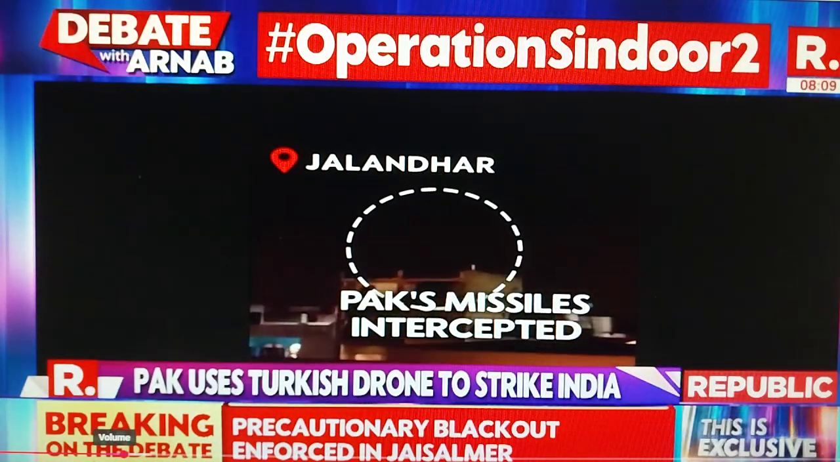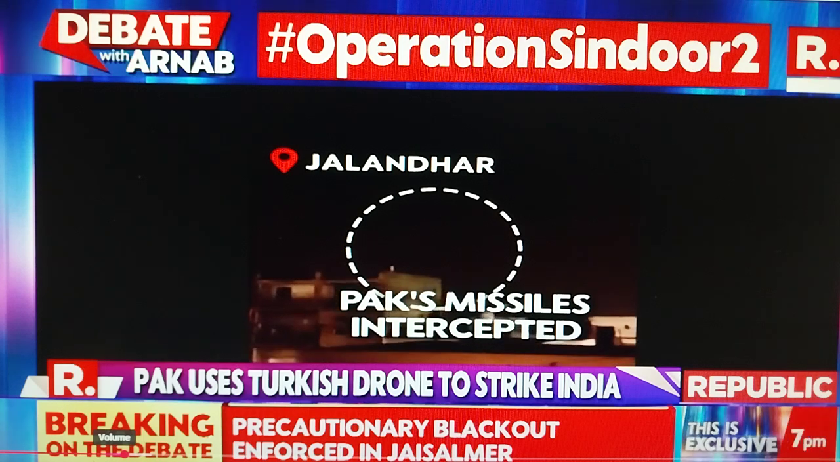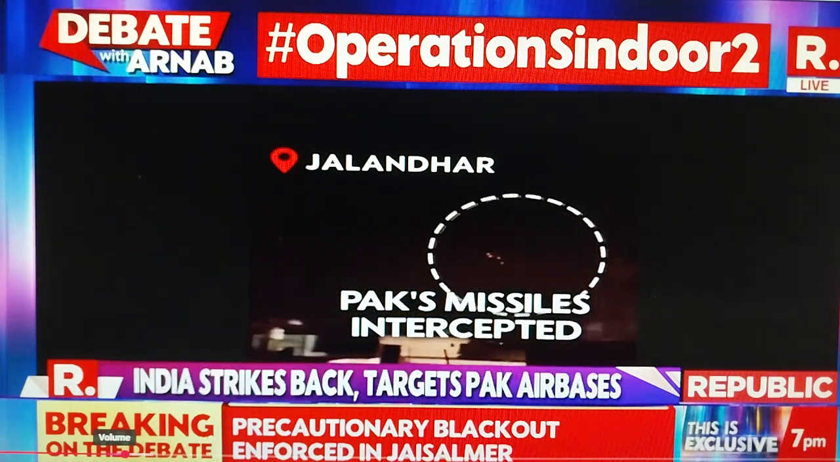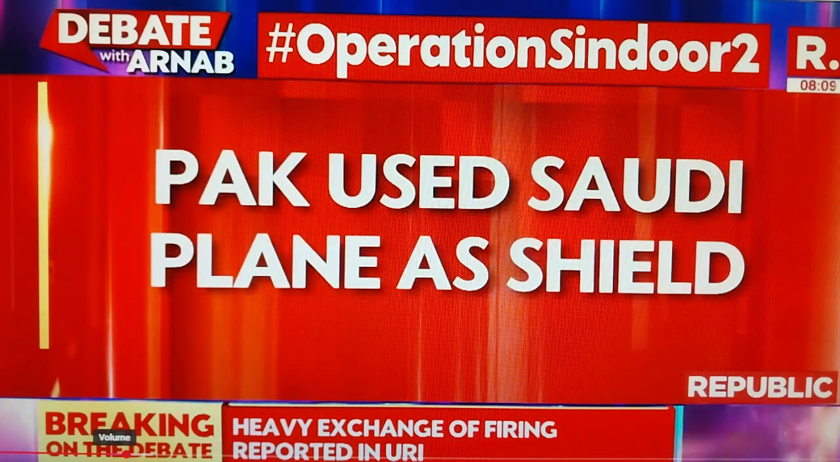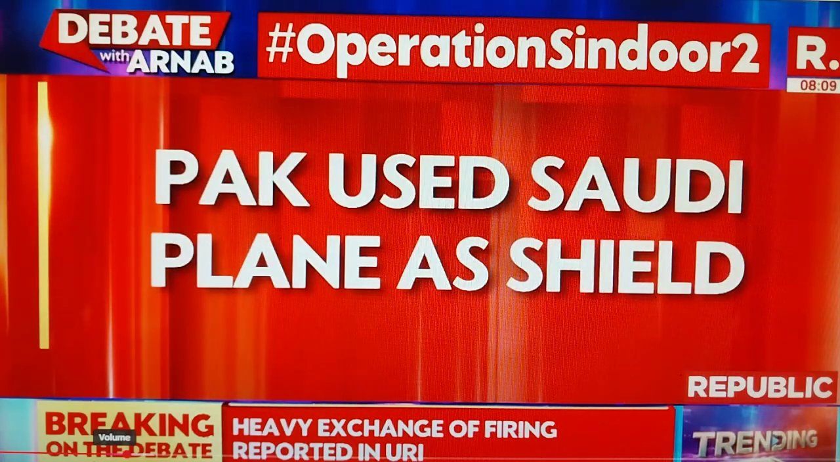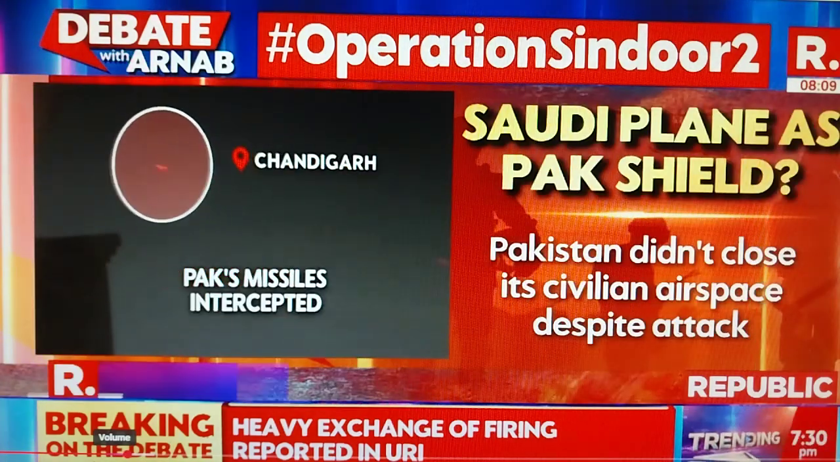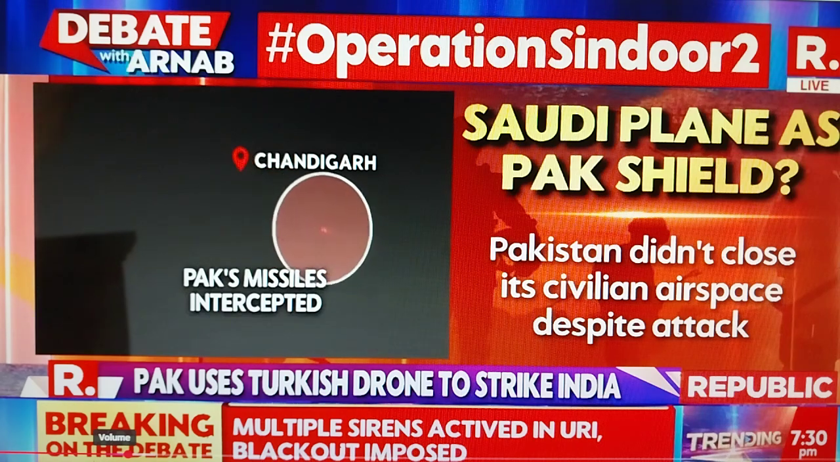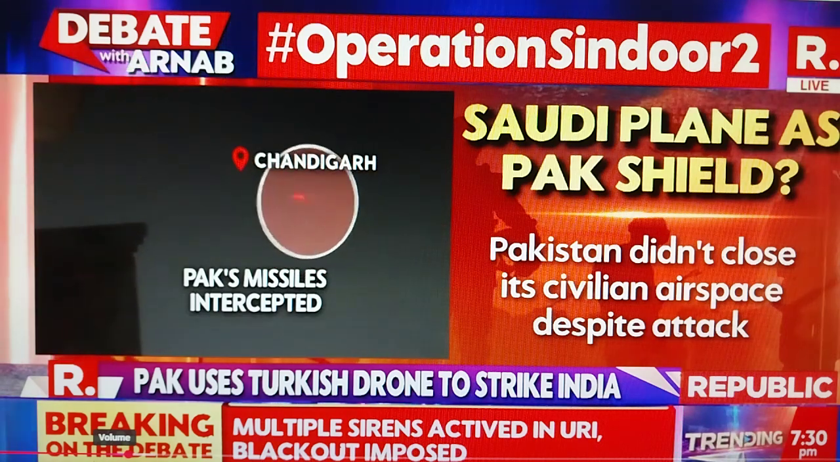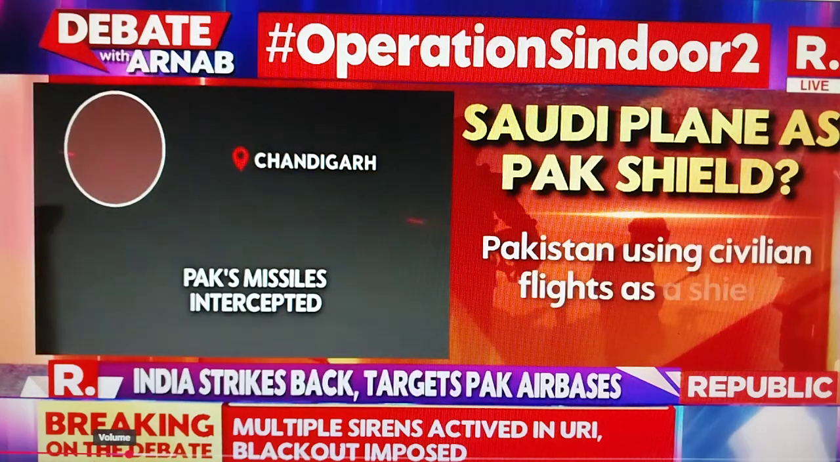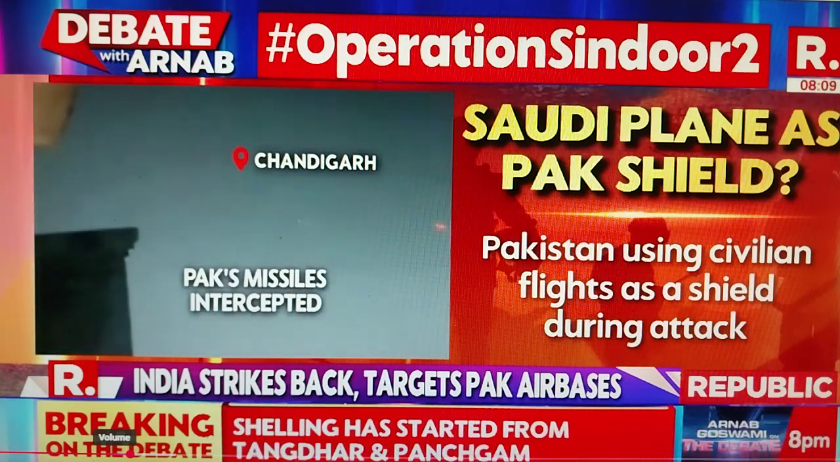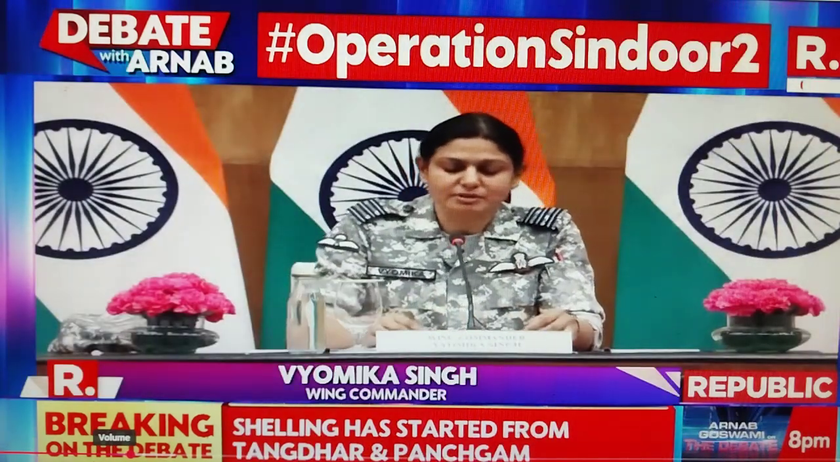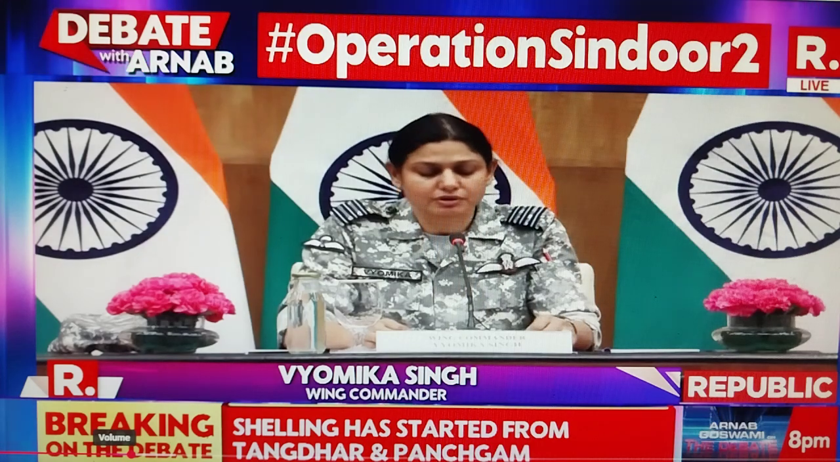As our air defense systems were activated, Pakistan attempted something that has shocked all civilized nations. Using this Airbus 320 as a human shield in the air, their ploy failed. Pakistan's irresponsible behavior again came to fore.